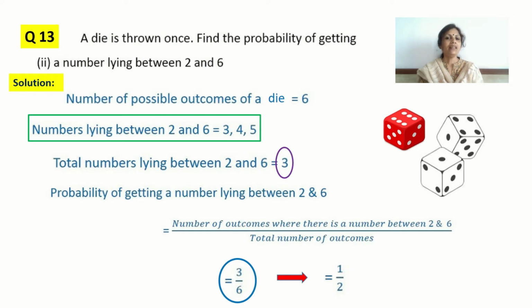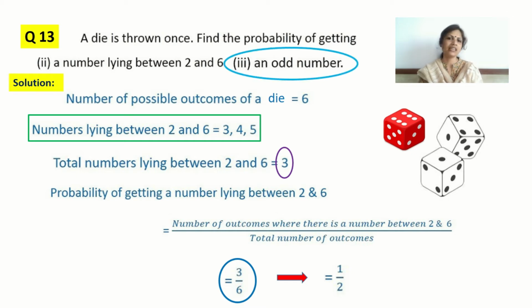Alright, then there is the third part of the sum, where you have to find the probability of getting an odd number when the die is thrown, and I'm sure you will be able to do it. Odd numbers will be 1, 3 and 5, and finding its probability is not difficult. So this is for your homework.